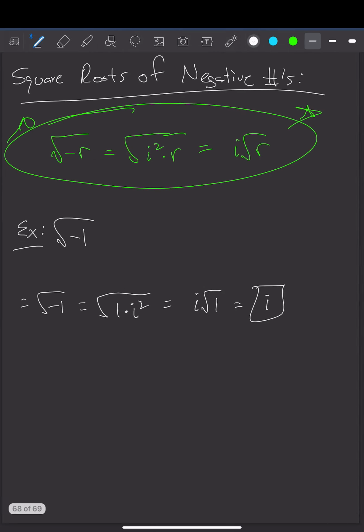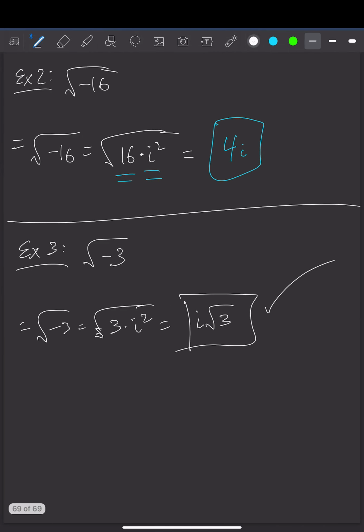Yeah, and these are your answers for these problems. So this is how you solve if you have a negative inside a radical. And this is how we deal with them.